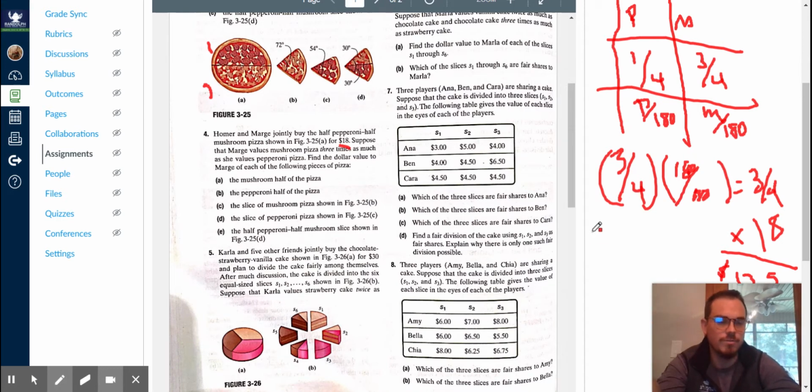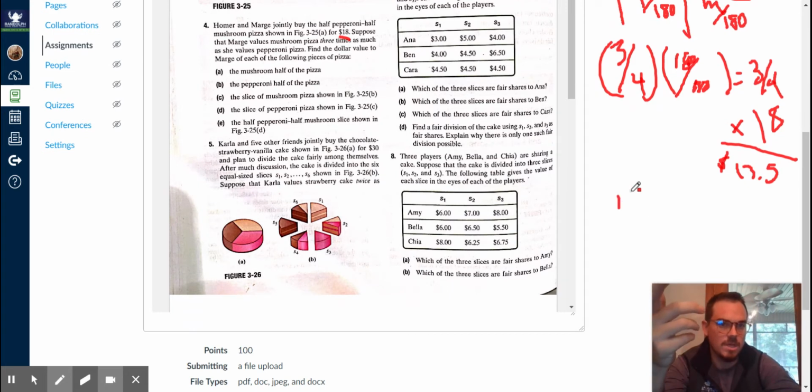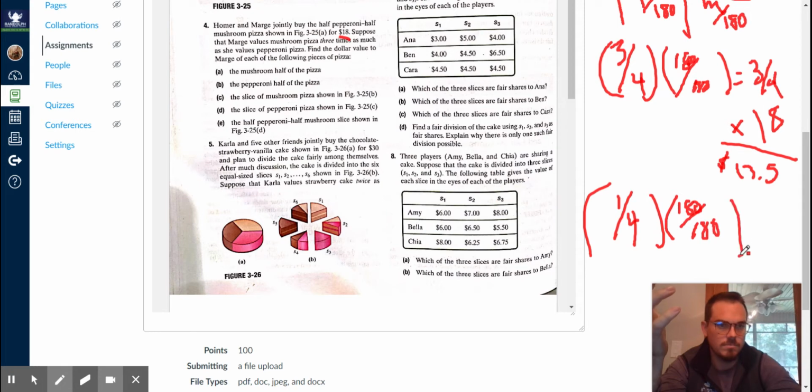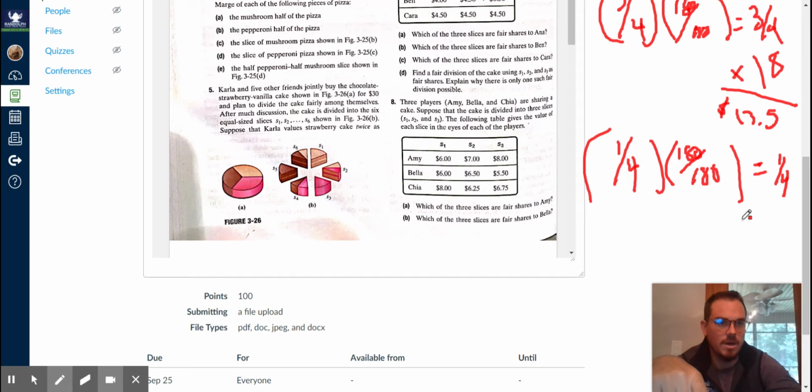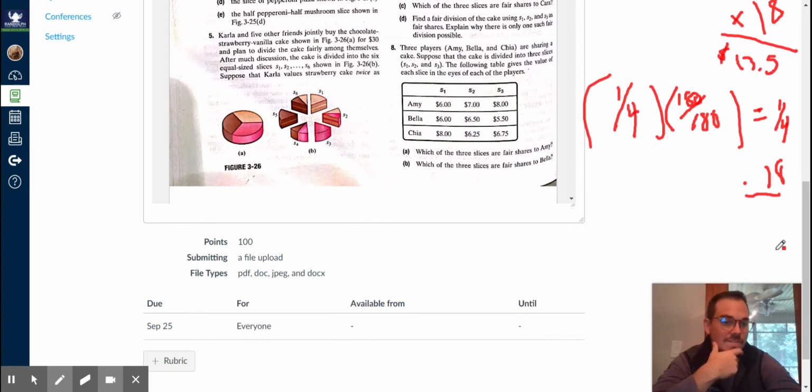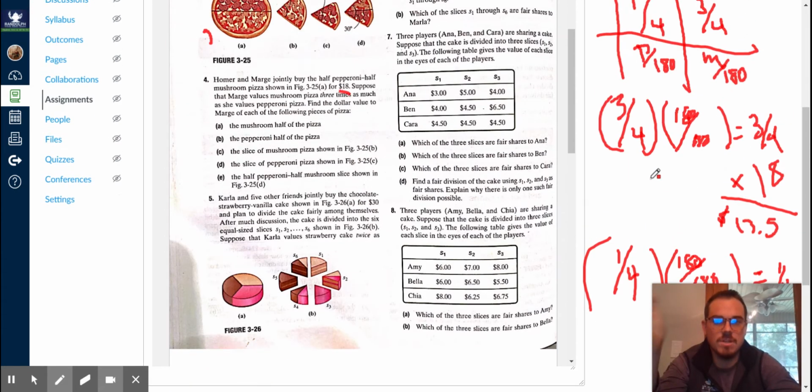Same thing we would do for the pepperoni pizza, only this time we're going to say 1/4 because the pepperoni was worth 1/4. Half of that was 180, out of 180, we'll get that equal to 1/4. Then that's going to end up multiplying by 18. So 18 times 0.25 gives us our $4.50 that would have been left over anyway. So $13.50 for A, $4.50 for B.